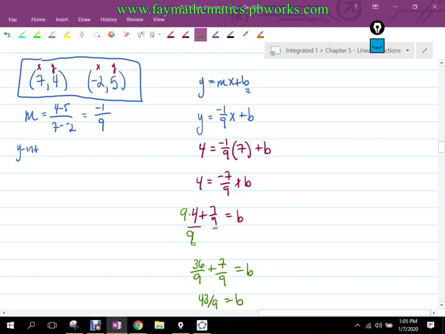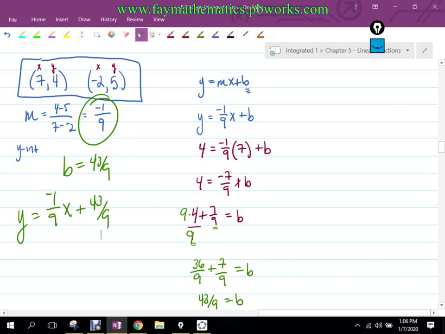Leave it that way. Okay? 43 is a prime number, so it's not going to be divisible by 9 or divisible by 3. So that's reduced. So right now, we've got our b value and we've got our m value, right? M was this. B we just figured out to be 43/9. Can I then write y equals negative 1/9 x plus 43/9? Does that make sense?